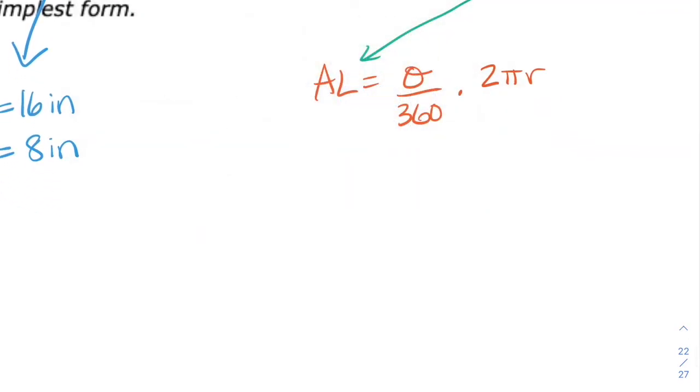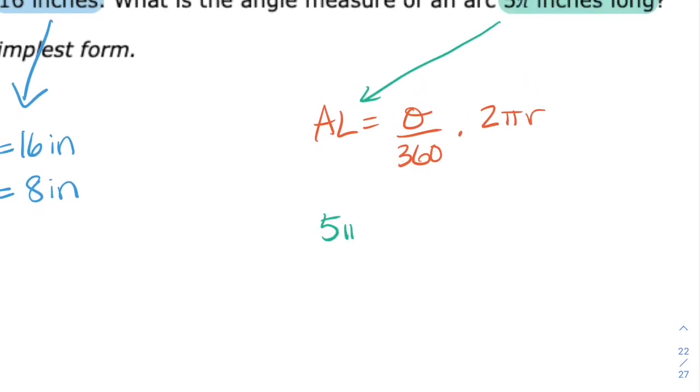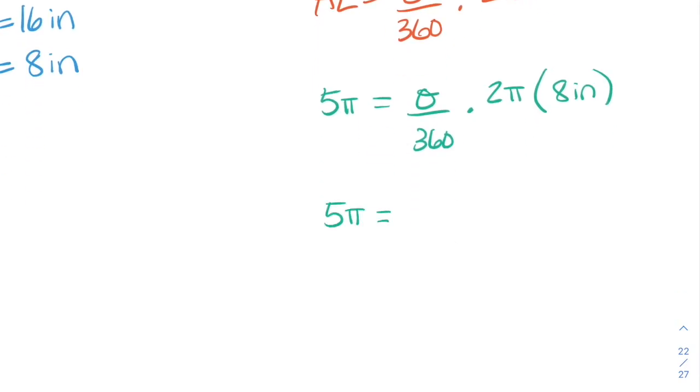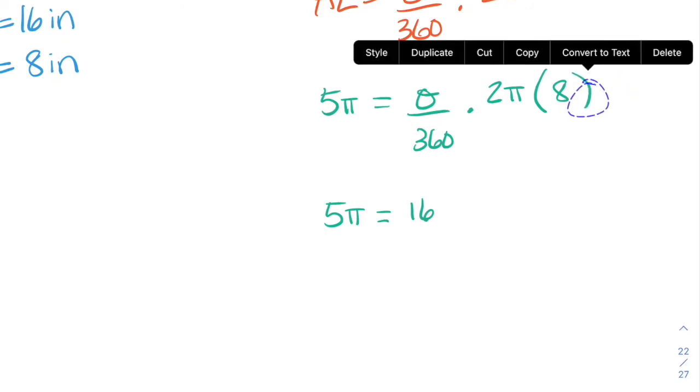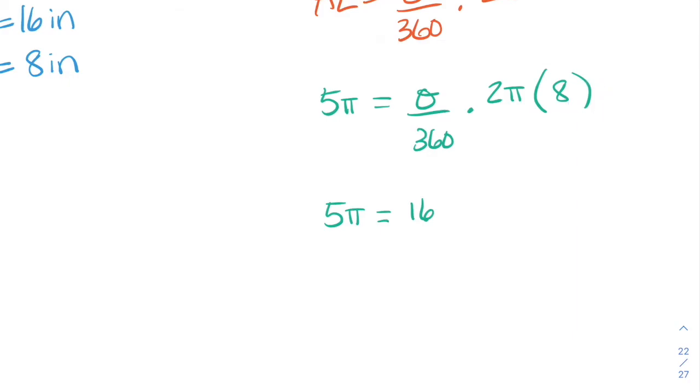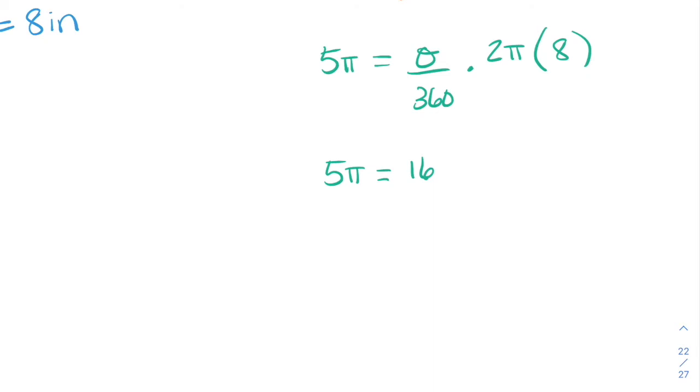So we have 5 pi equals theta over 360 times 2 pi times 8 inches. So do the work out. 5 pi equals theta, sorry. 2 times 8 is 16. Oh, you know what? Let's get rid of the units. We don't need inches because there are inches on both sides and they would go away when divided. So 2 times 8 is 16. So 16 pi theta over 360. So multiply both sides by 360.